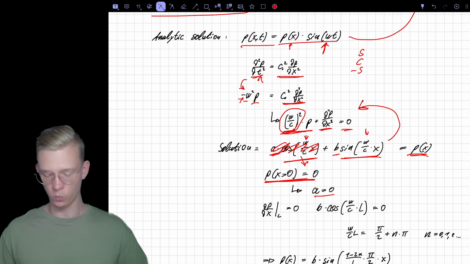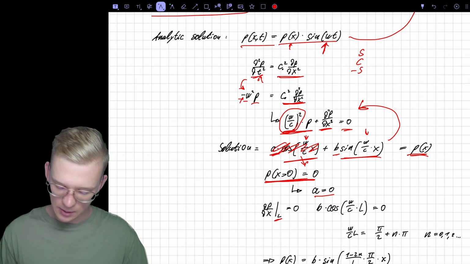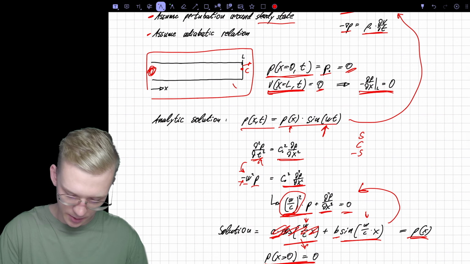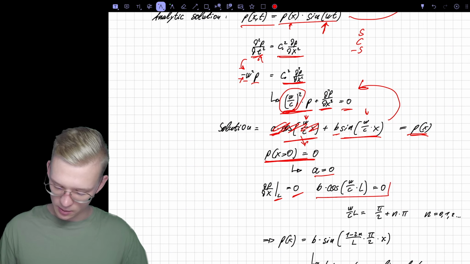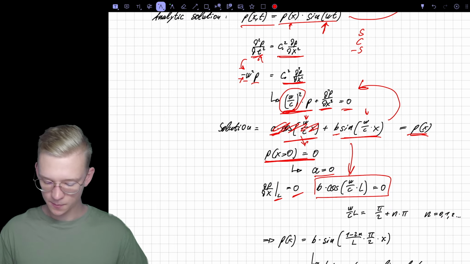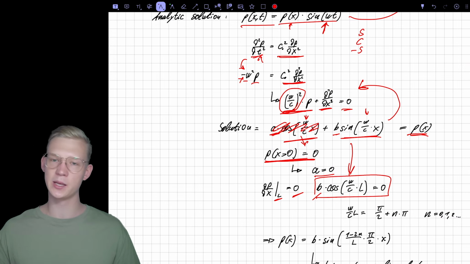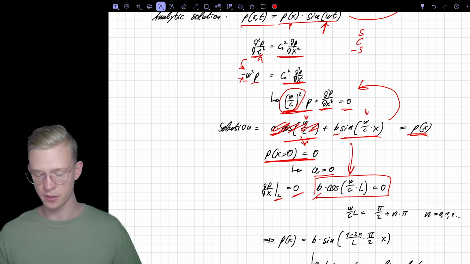Now we have to derive it once and get the pressure gradient, and say that the pressure gradient at the end of our tube, at x equal to L, is equal to 0. So we are left with this derivative. If we derive sine, we will get cosine. And we could say B is 0, but that's a trivial solution and we're not interested in that.